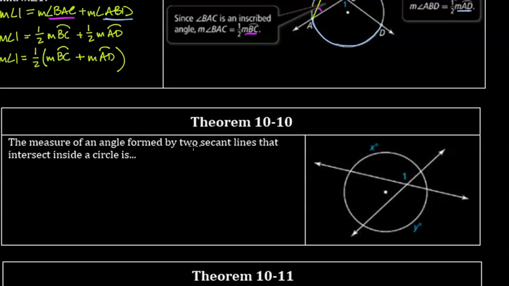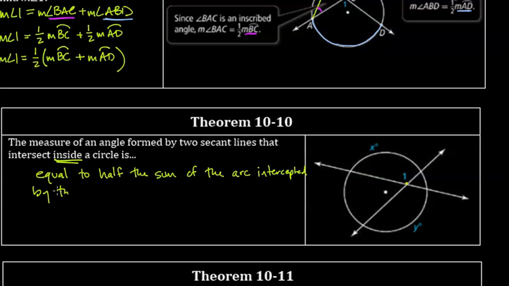It says the measure of an angle formed by two secant lines that intersect inside a circle. So our two secants have to have their intersection point inside the circle here, is equal to half the sum of the arc intercepted by the angle. So half the sum. So sum indicates that we're going to add two things together. One of the things we're going to add is the arc that's intercepted by the angle. The other thing is we're going to say, and the arc intercepted by its vertical angle.